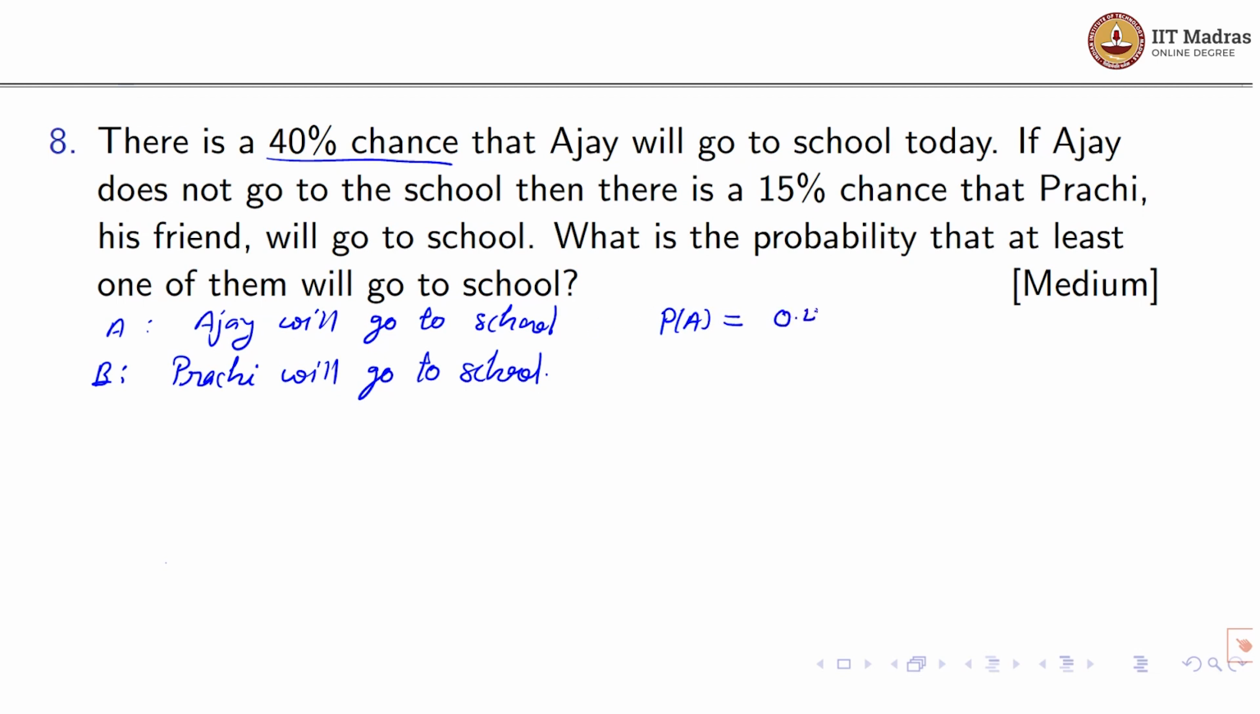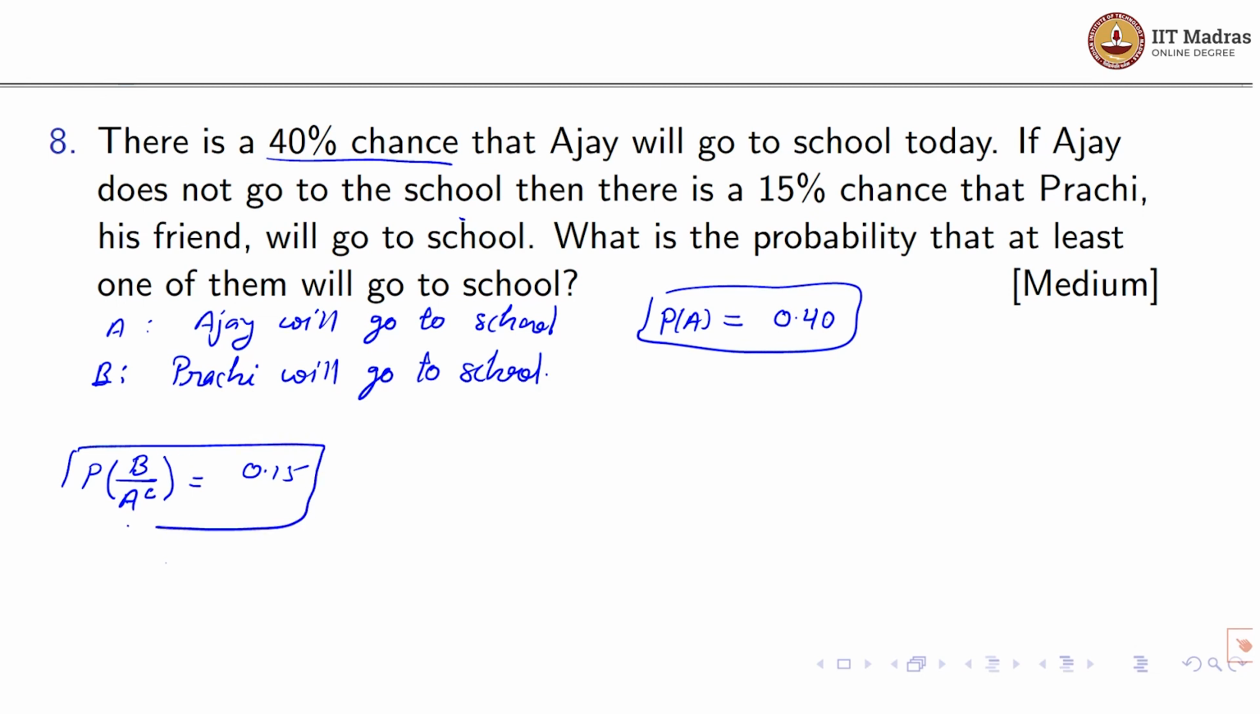That is 0.40. And it is given if Ajay does not go to school, then there is 15% chance that Prachi, his friend, will go to school. That is, it is conditioning on Ajay. If Ajay doesn't go to school, that is, if A complement, then probability that B happening, that Prachi will go to school, will be 15%. That is 0.15. So these two information are given to me, P of A and P of B given A complement.